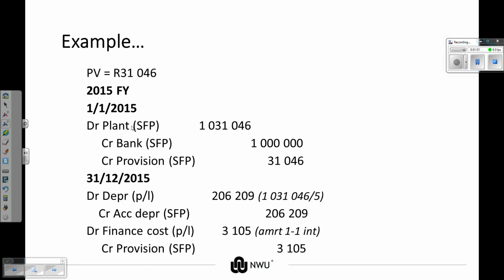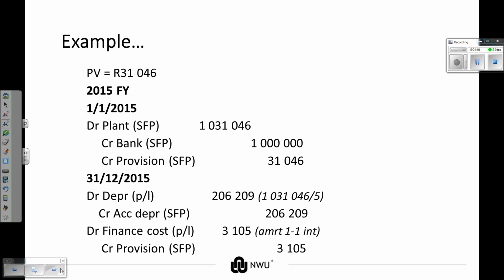So if we look at the first year, I will, beginning of the year, debit plant with my million plus my present value of the obligation. So that will be 50,000 future value, 10 is I, no payment, N is 5, and compute present value. I will credit my bank with a million and credit the provision with a present value amount. At the end of 2015, I would have had my depreciation over 5 years, and I will have my finance cost that will be amort 1.1 interest.